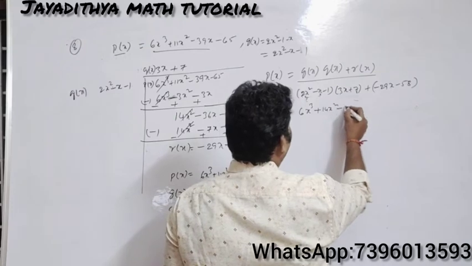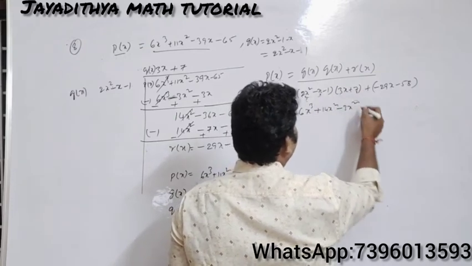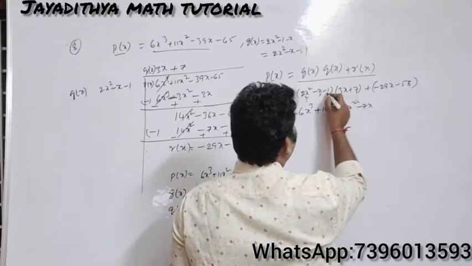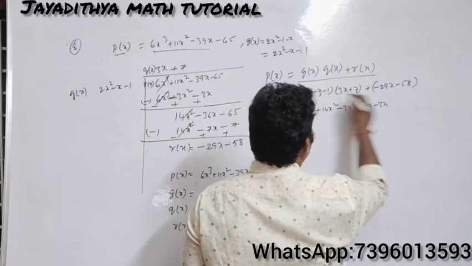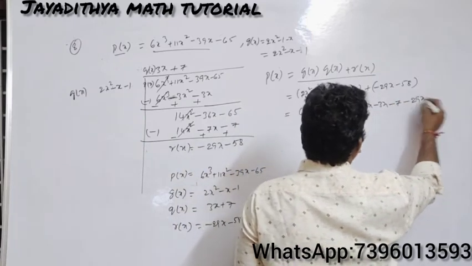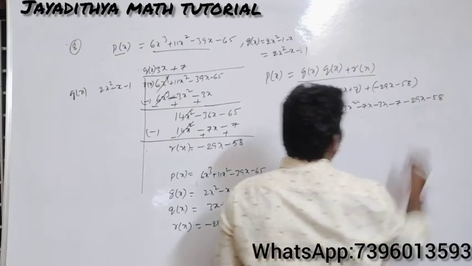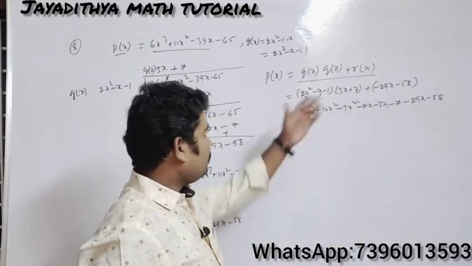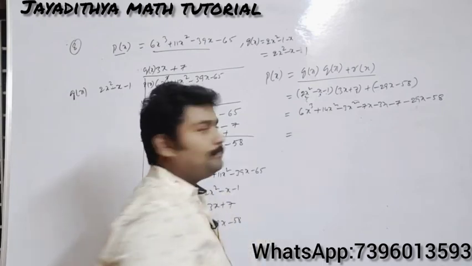So minus x into 3x will be minus 3x square, minus x into 7 will be minus 7x. Now minus 1 into 3x is minus 3x, minus 1 into 7 is minus 7. Plus into minus is minus 29x and plus into minus is minus 58. Clear? So now you simplify all this.